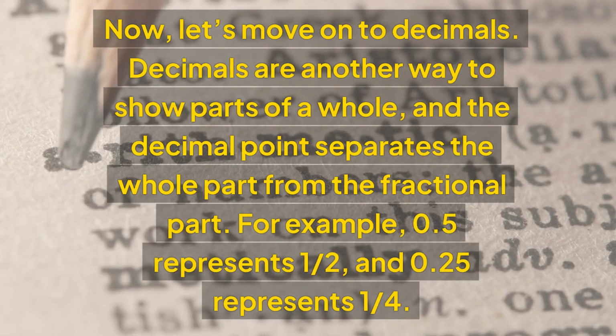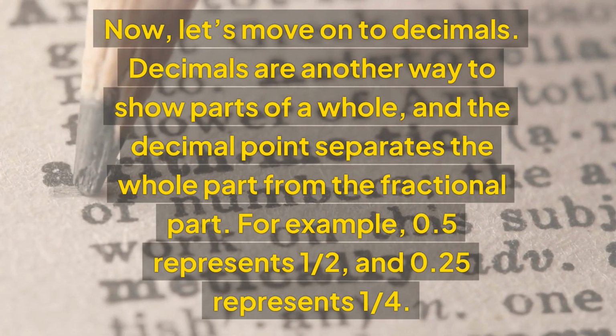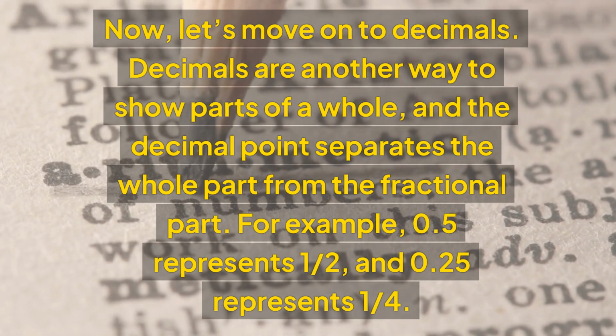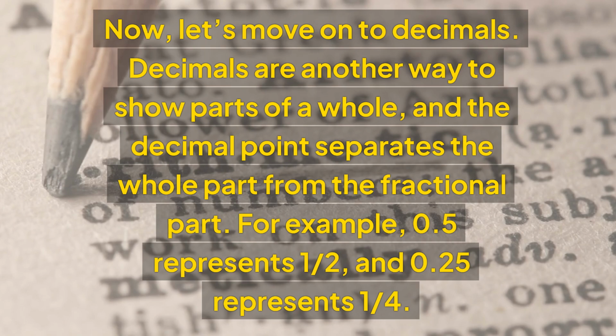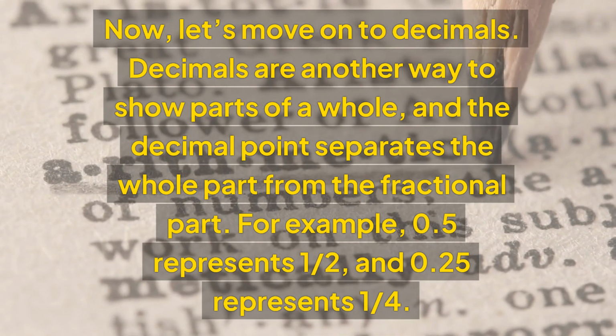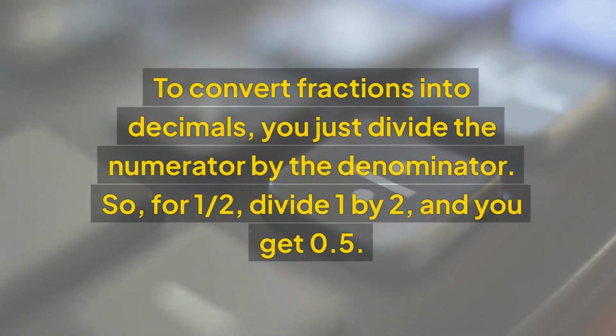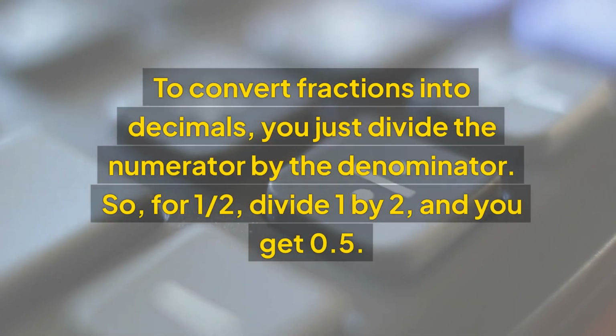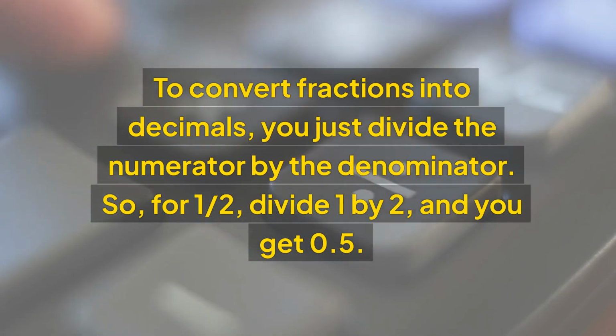Now, let's move on to decimals. Decimals are another way to show parts of a whole, and the decimal point separates the whole part from the fractional part. For example, 0.5 represents 1/2, and 0.25 represents 1/4. To convert fractions into decimals, you just divide the numerator by the denominator. So, for 1/2, divide 1 by 2, and you get 0.5.